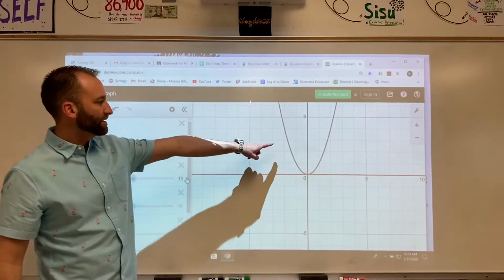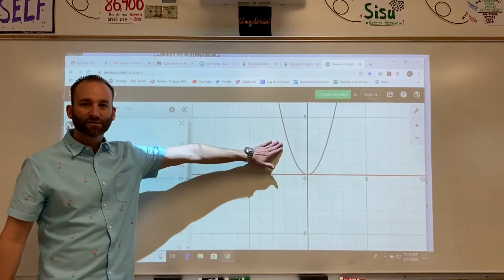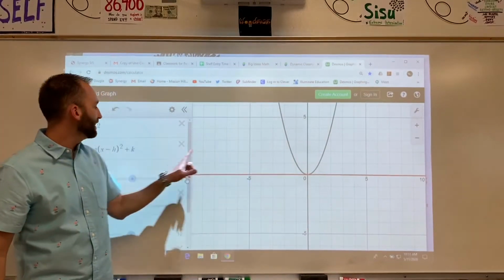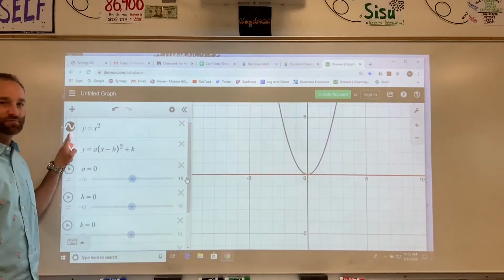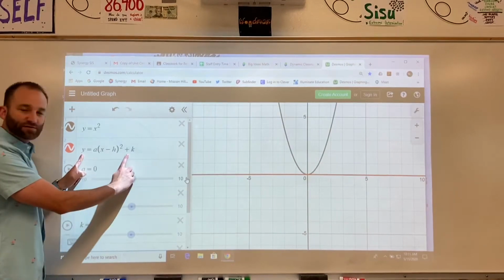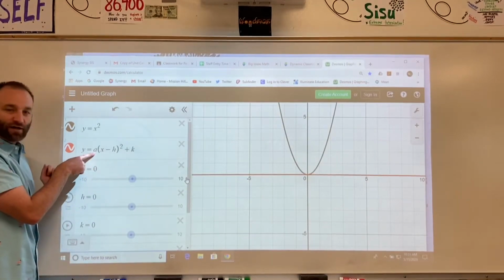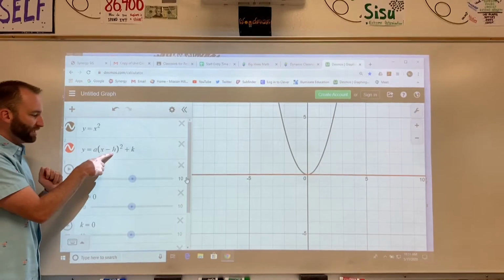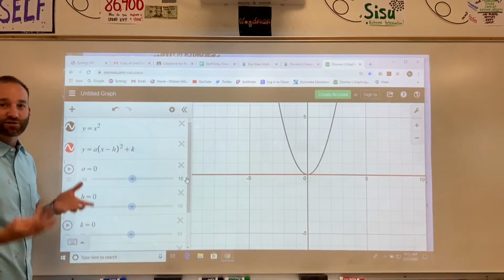So right here you see a picture of the parent function, the OG, the original graph, y equals x squared. It's in black. And what we're going to do is take the quadratic equation that's written in vertex form and describe what happens when the a value, the h value, and the k value start changing.